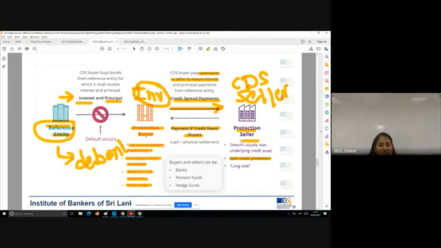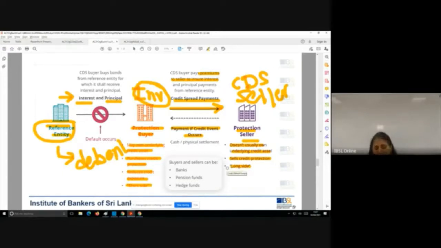They transfer the credit risk. Protection seller, they don't really have to own the debenture. They don't own the debenture, but still they're exposed to the credit risk. If this goes bankrupt, they bear the loss. Okay, why? They are selling the credit protection. And they are on the long side.